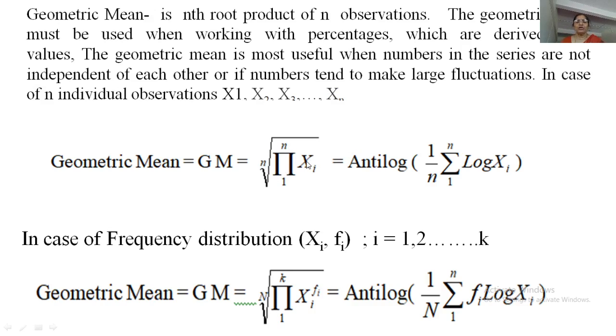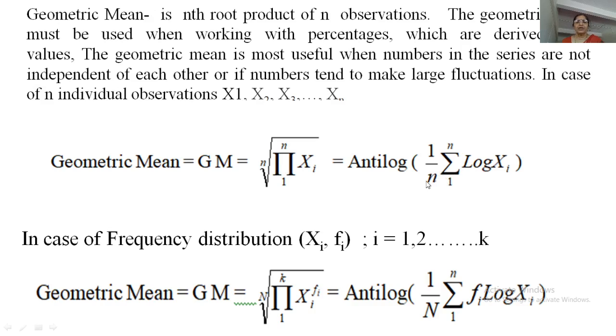It is sometimes very difficult to find the nth root of the product of n observations. When xi values are very large, it is very difficult to have the product of n observations. Sometimes it is beyond our capacity. So what we do? We just take one transformation. We just take logarithms. So when you take the logarithm of GM, it is 1 upon n summation of log of xi, because if you take the logarithm of x1, x2, xn, that will be log x1 plus log x2 plus log xn.